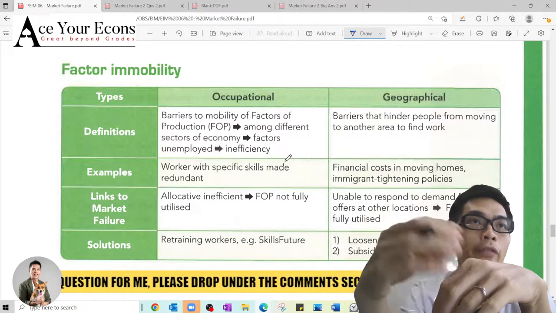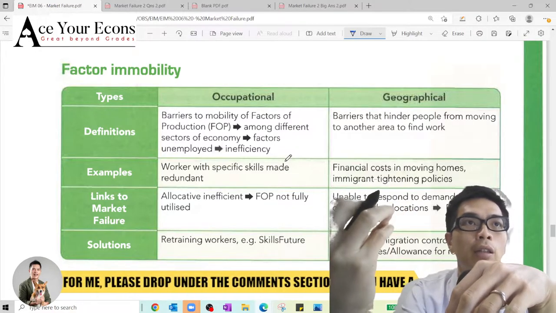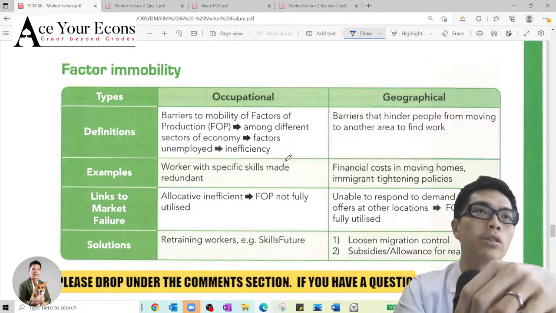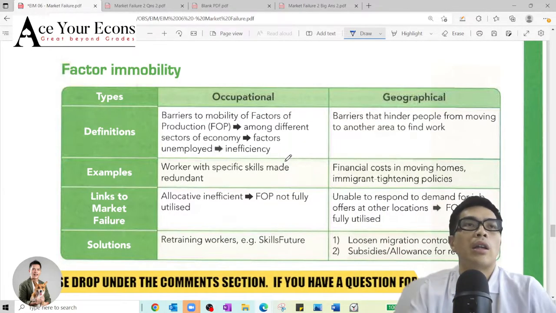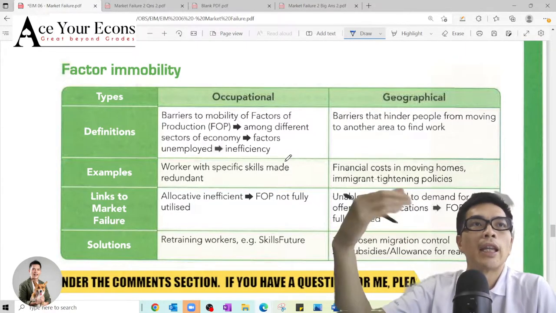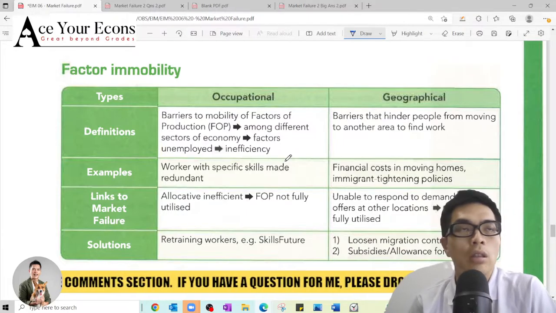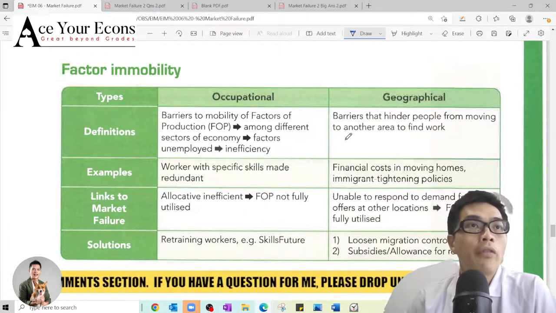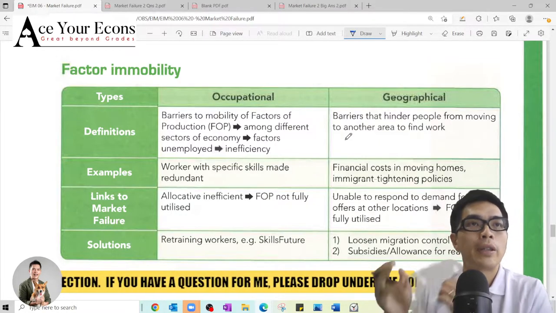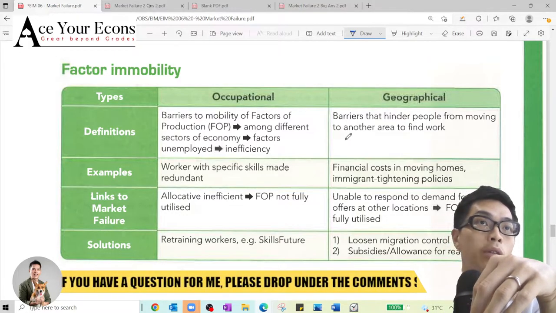The particular factor cannot get a job because they don't have the adequate skill set for the up and coming sunrise industry. In that case, the policy to correct that will be retraining. For my second year students, you probably know this better as supply side policy. For geographical immobility, sometimes for whatever reason, the particular factor would not want to relocate even though there is another job elsewhere.